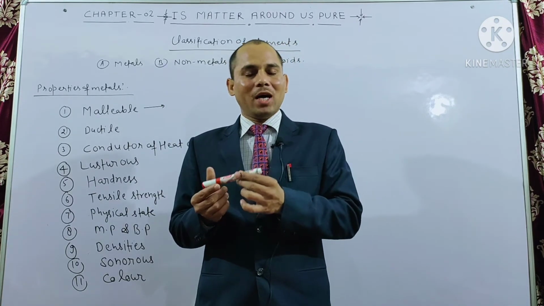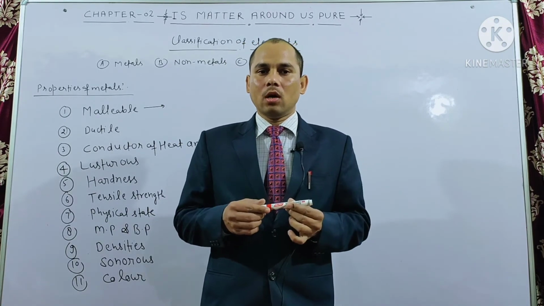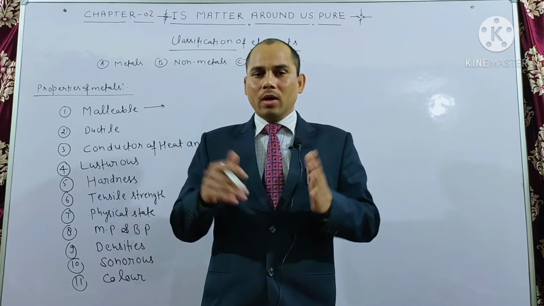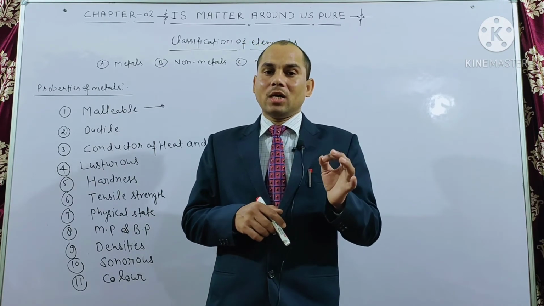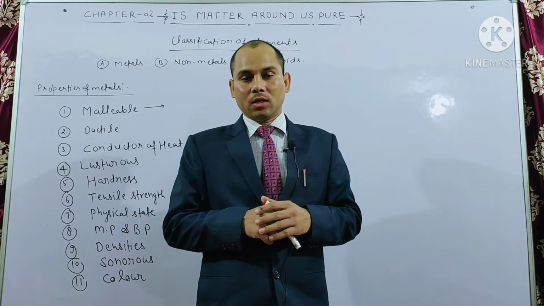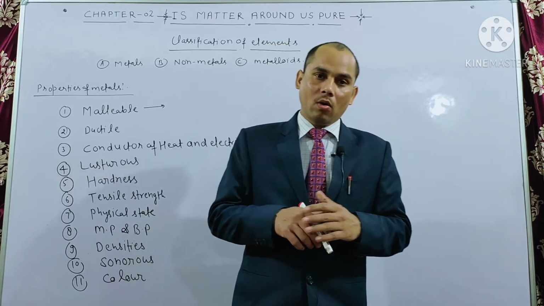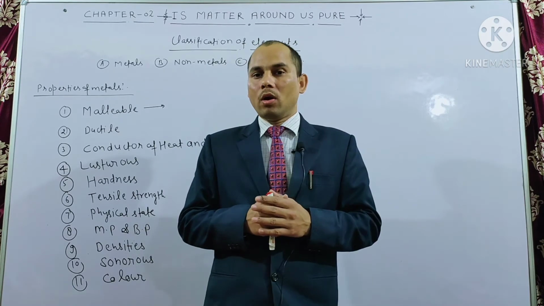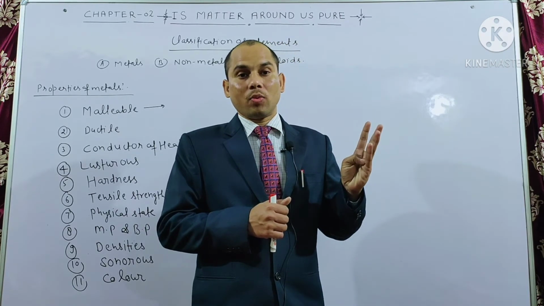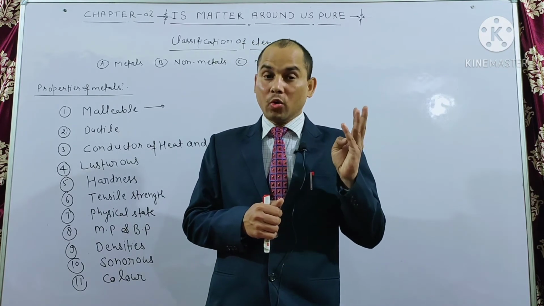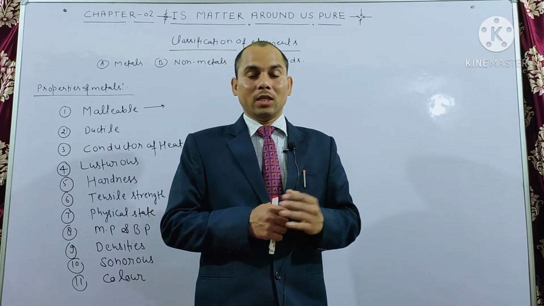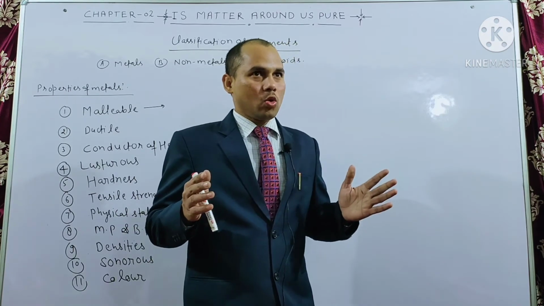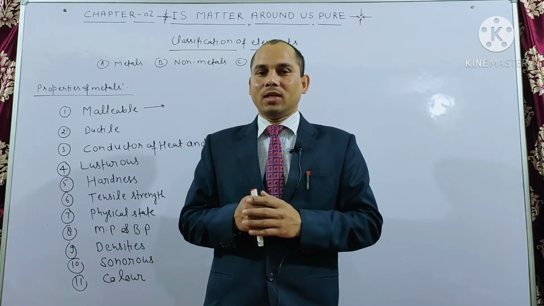Electricity or heat can pass through them. This is known as conductivity. Silver is the best conductor of heat and electricity. All others are also good conductors of heat and electricity, like gold and copper, which is also a very good conductor of electricity, and even aluminum is a good conductor. But the best conductor of electricity is silver, and silver is also the best reflector of light.